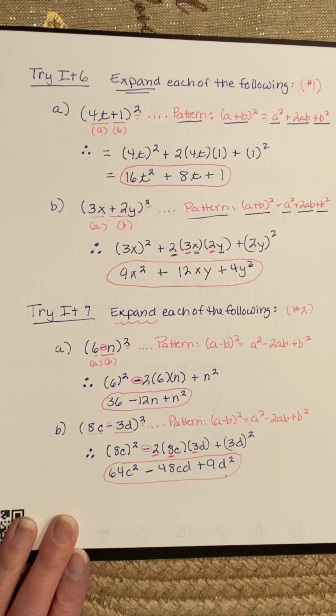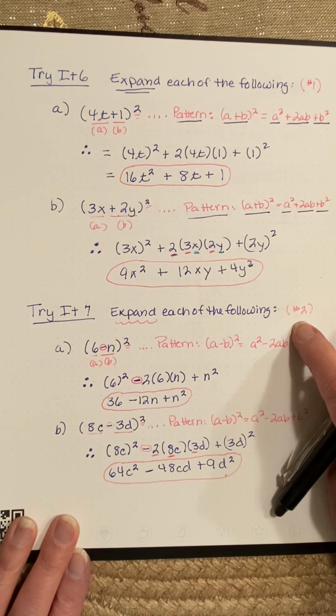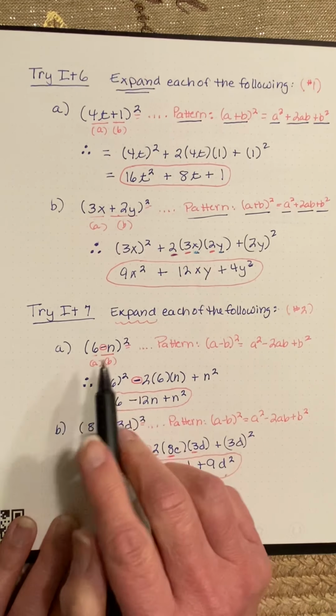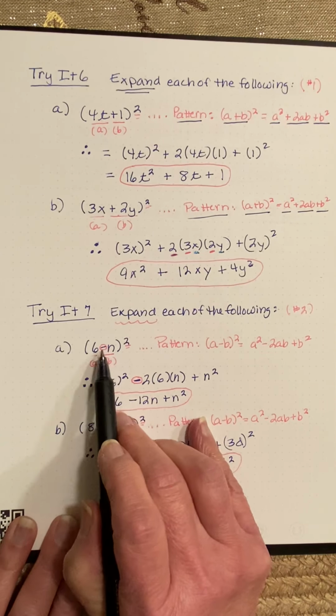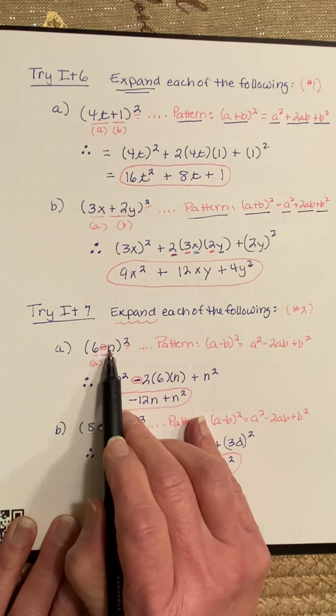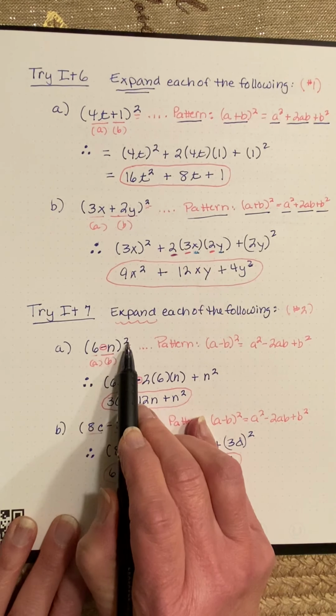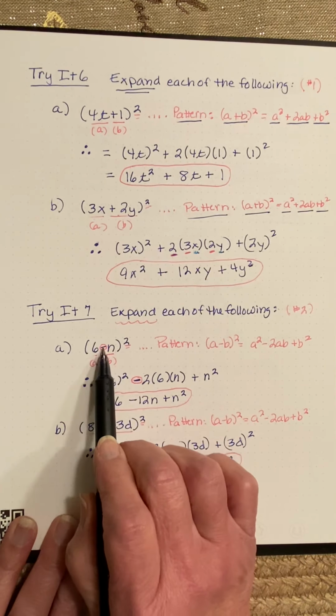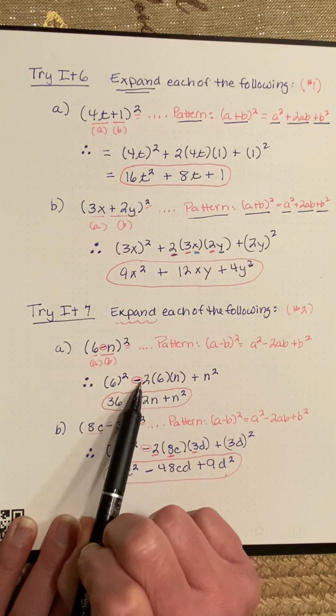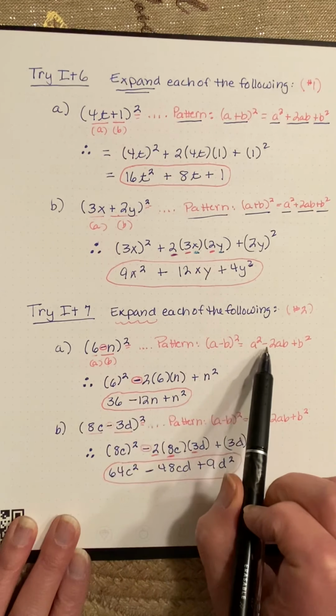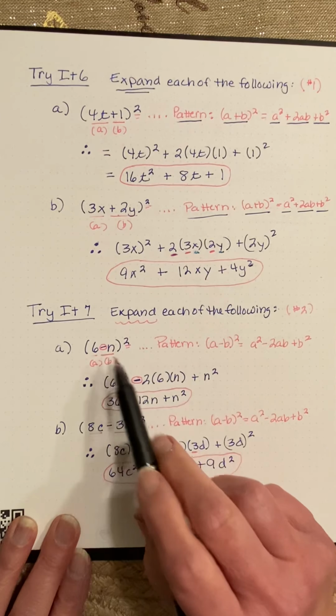Try It number 7 moves on to the second pattern, because now within the value we have a minus. So (6 minus n) squared. Now this minus just gets transferred down into the pattern, the minus.